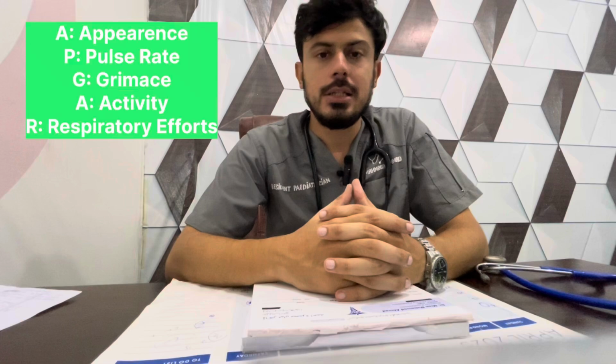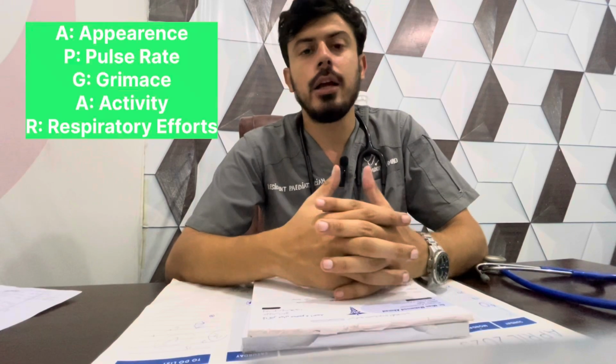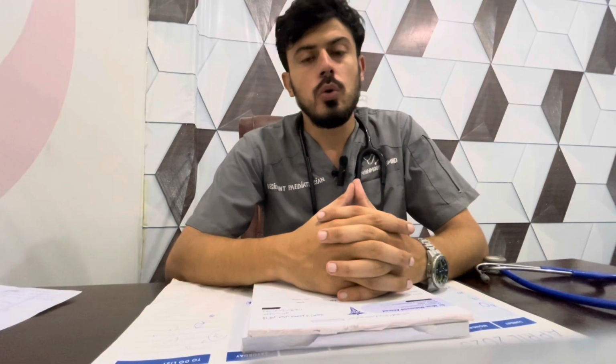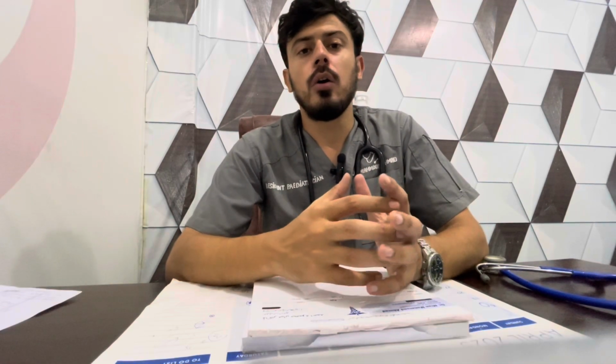A stands for appearance, P stands for pulse rate, G for grimace-like reflex or response, A for activity like muscle tone, and R for respiratory efforts. So we do scoring on the basis of these signs. There is a score of 0, 1, or 2 for each characteristic.